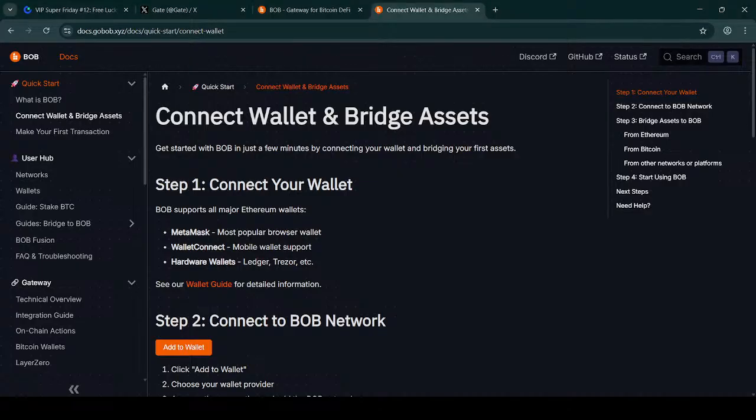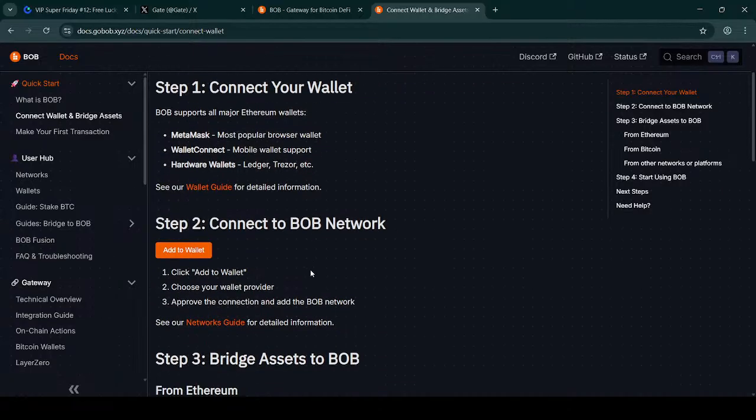So, guys, step one: connect your wallet. BOB supports all the major Ethereum wallets, including MetaMask, most popular browser wallets, mobile wallet connections, and hardware wallets. See the wallet guideline for detailed information, guys.